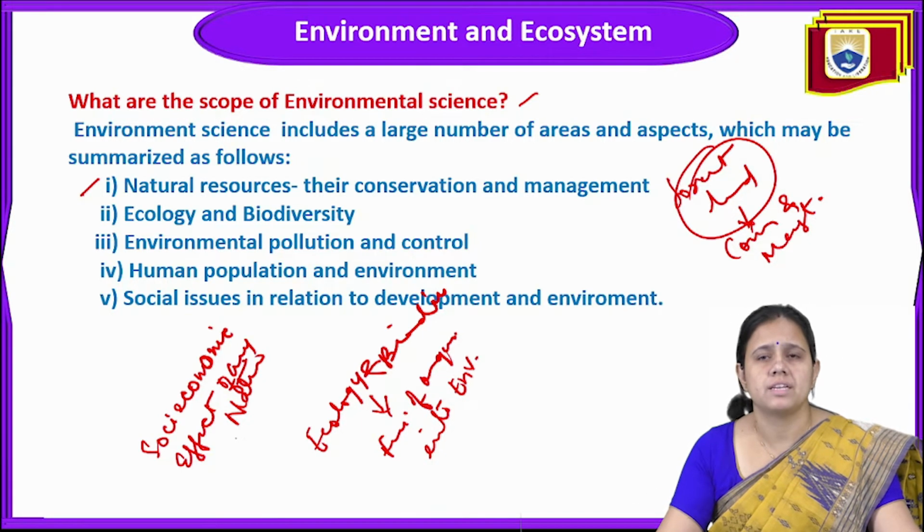In environmental science we are going to study natural resources, their conservation and management, ecology and biodiversity that is already present on the earth, environmental pollution and its control, human population and its interaction with the environment, and the social issues that have a relationship with the development of the country and the environment. So these are the main scopes of this environmental science subject.